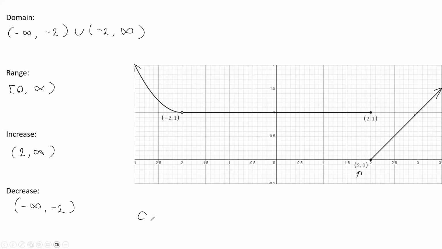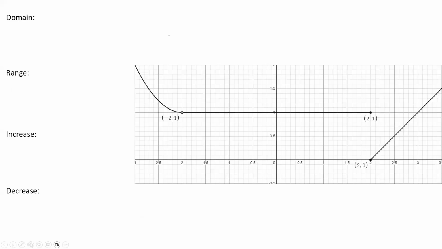And we're constant in this section right here, where it's just a big flat line. So we're constant from -2 to 2. And again, we always use parentheses for the intervals of increase, decrease, and constant. Always use parentheses. All right.